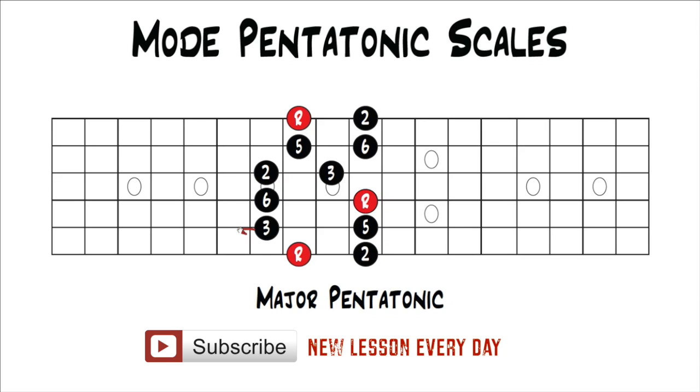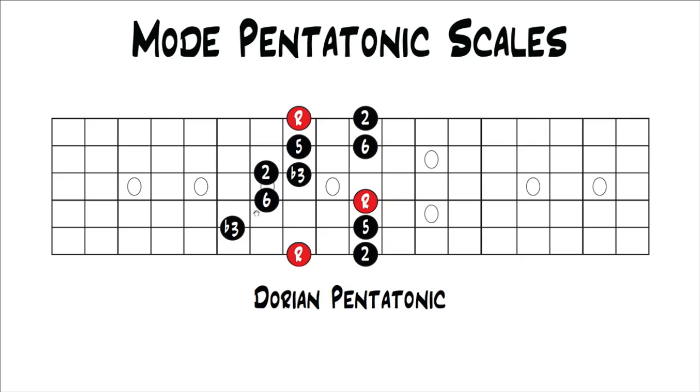So if you move the 3 down half a step, you'd end up with root, 2, flat 3, 5, 6, and then you'd have a Dorian sound, because then you have the minor triad with the root, flat 3, 5, and then the major 6, which is Dorian. Only Dorian has that major 6 with the minor triad. So doing this would give you Dorian pentatonic.